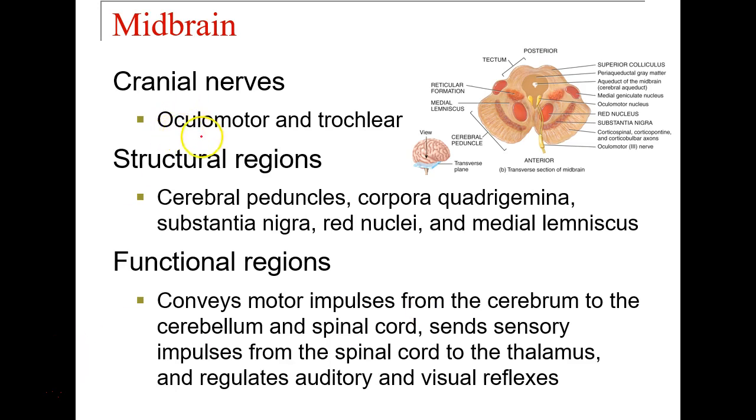Cranial nerves, 3 and 4 for eye movement. Again, some structural. Substantia nigra is the big one. Functional, we're conveying messages to and from the brainstem as well as the brain.